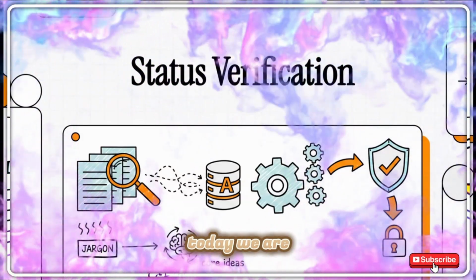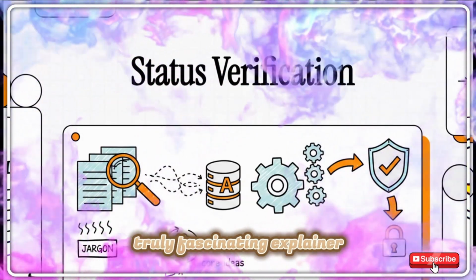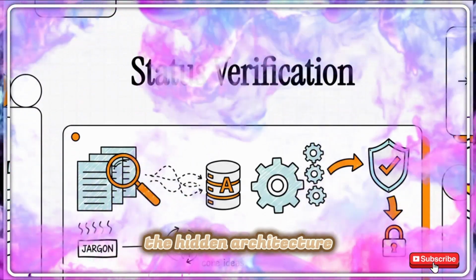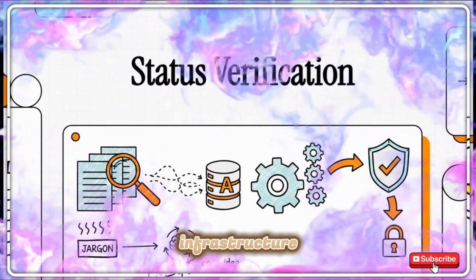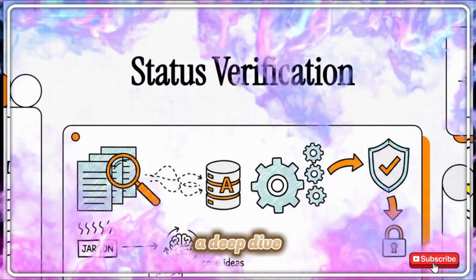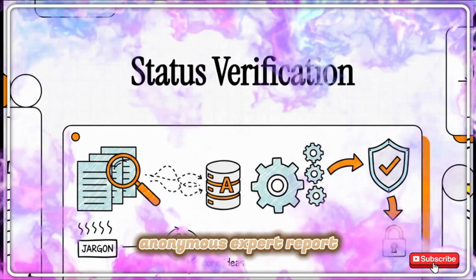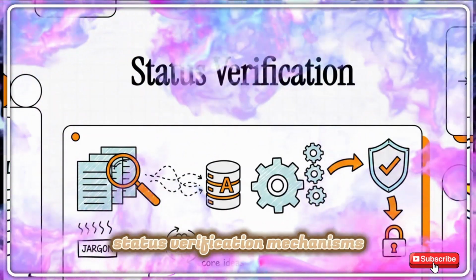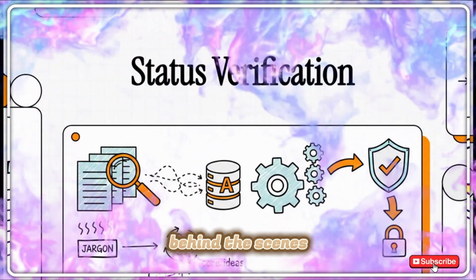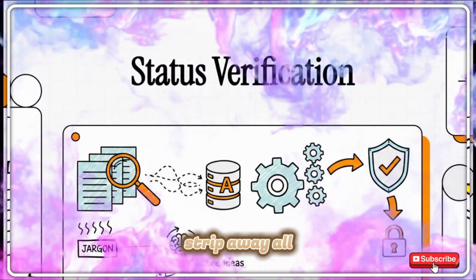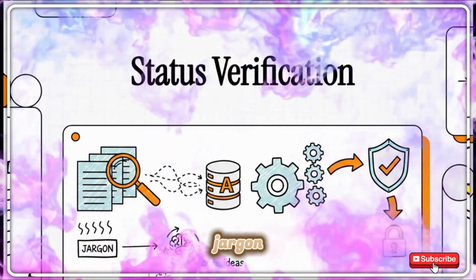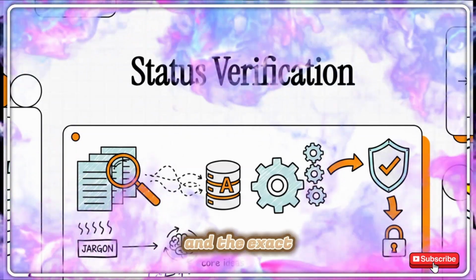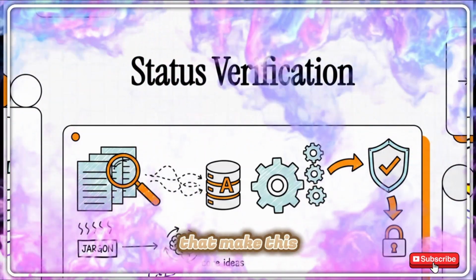Welcome back. Today, we are diving into a truly fascinating explainer. We're going to completely unpack the hidden architecture of digital verification infrastructure. We're talking about a deep dive analysis of a recent anonymous expert report that absolutely tears down how these centralized status verification mechanisms actually operate behind the scenes. We're going to strip away all that dense, surface-level bureaucratic jargon and look strictly at the core ideas, the hidden mechanics, and the exact cause and effect relationships that make this whole thing tick.